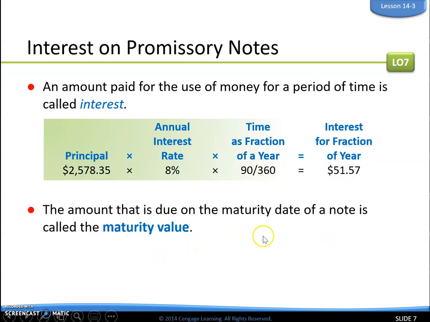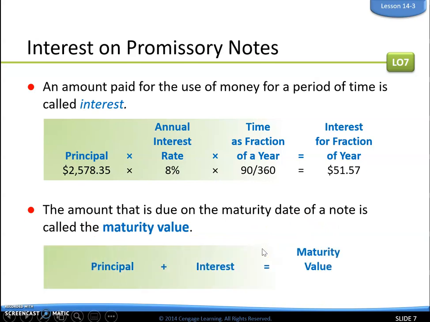The amount that is due on the maturity date of a note then would be called the maturity value. To figure out the maturity value, we would take the principal plus the interest to get that value. Okay, so here we're showing the principal, the interest that we just figured out, and now here is the maturity value.